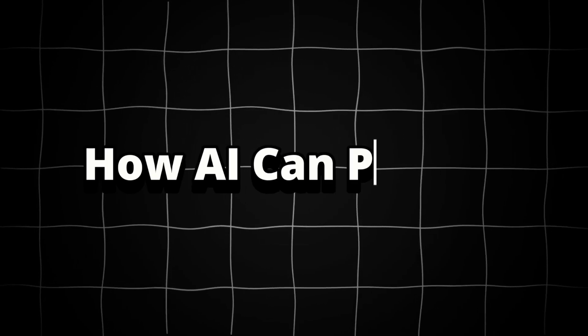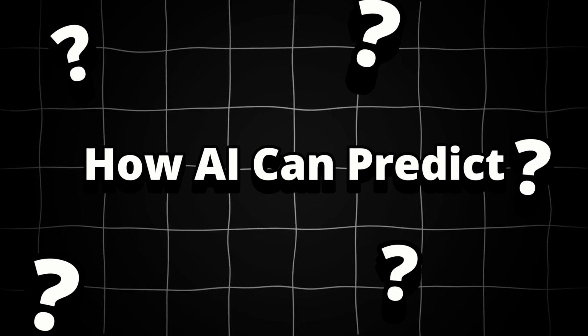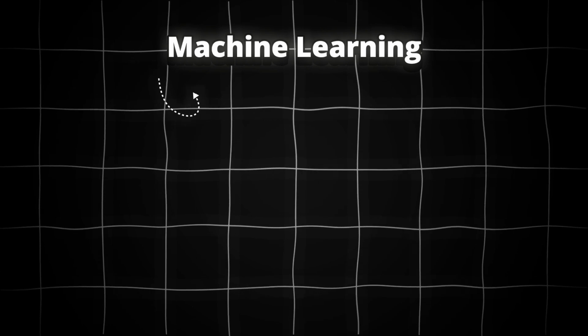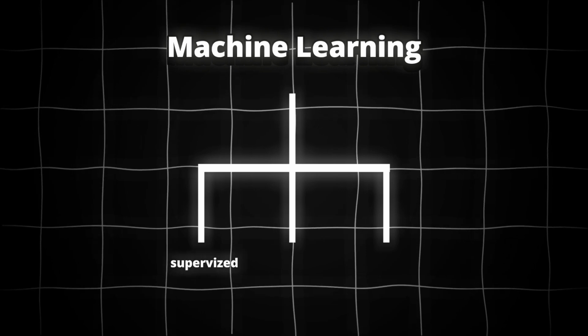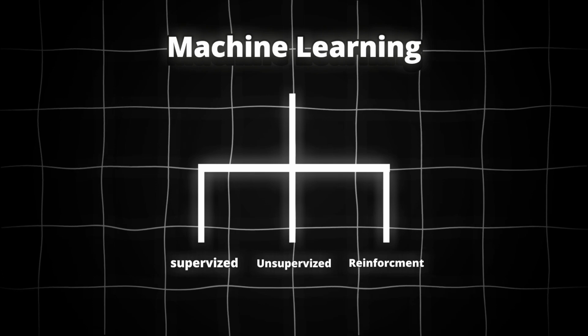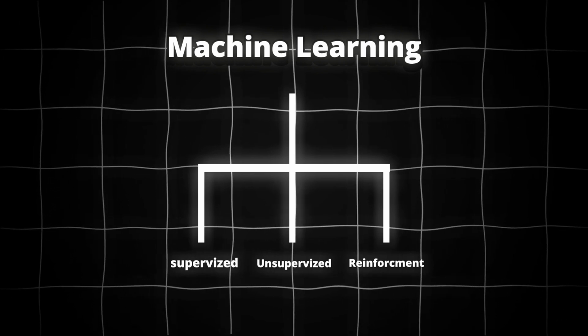How AI can predict. So let's start. I want to do it with machine learning. Totally, we have three types of learning: supervised learning, unsupervised learning, and reinforcement. And today we are gonna do this project with supervised learning.